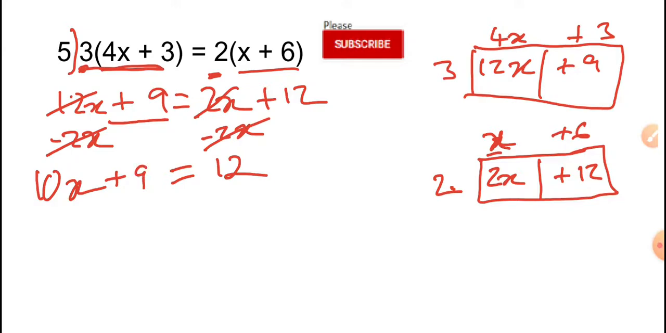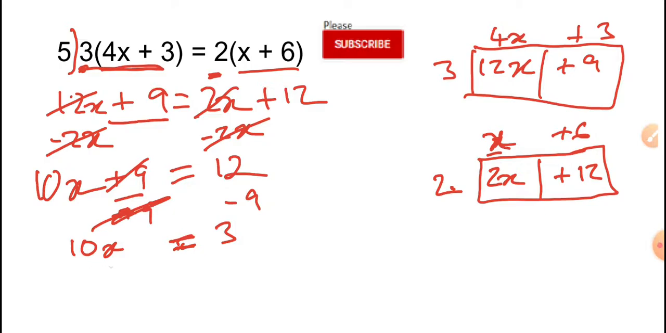And now to get the x on its own, I have to take away or get rid of the plus 9. So I have to take away 9 on the left hand side, take away 9 on the right hand side. So 12 take away 9 is equal to 3. And the plus 9 should be minus here. The plus 9 and the minus 9 just cancel out, leaving me with just 10x.